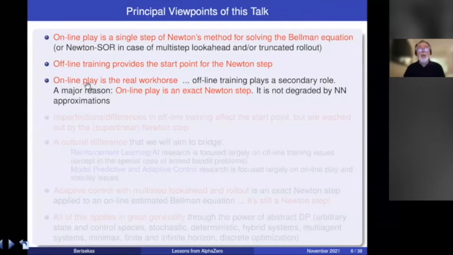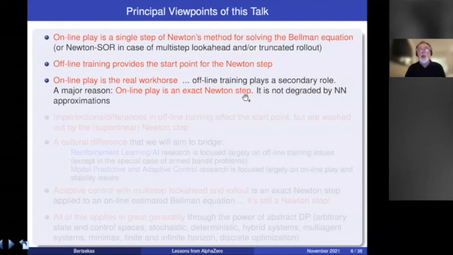And in my opinion, online play is a real workhorse. Everything happens in online play. The big performance improvement is during online play. By comparison, offline training plays a secondary role. And a major reason for this is that online play is an exact Newton step.